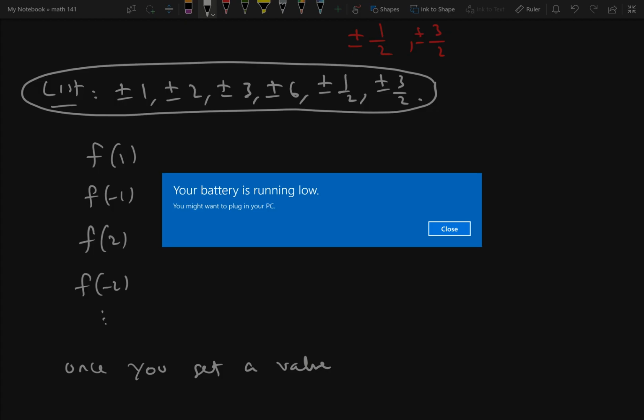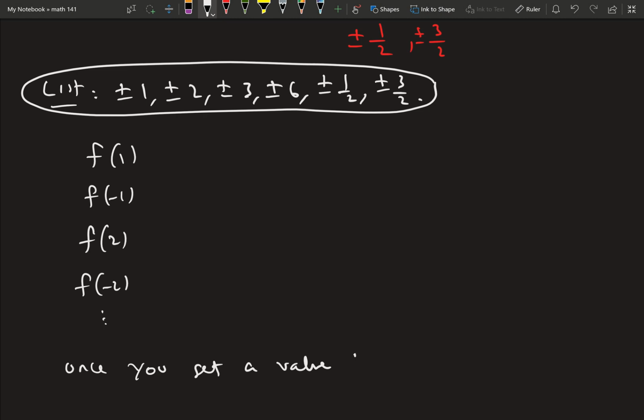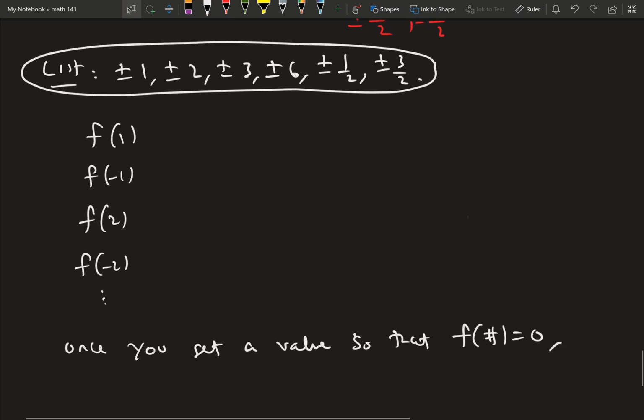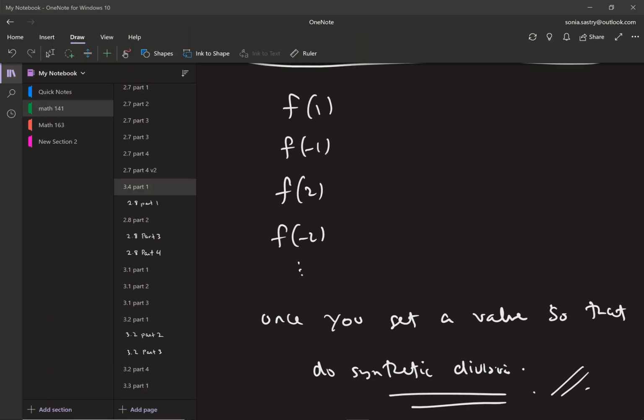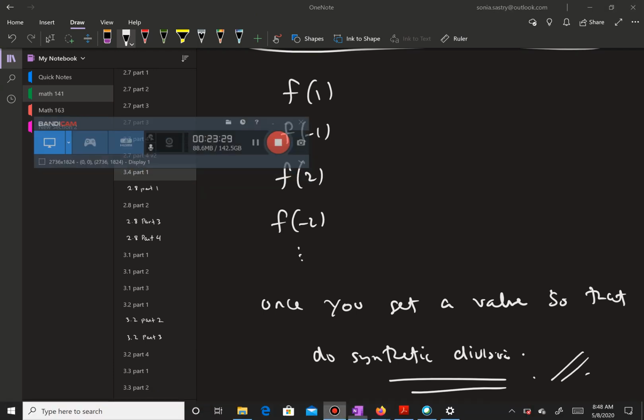And once you get a value so that f of that number is equal to 0, you're going to do synthetic division. And then you'll factor further. Okay? We'll do this exercise in completion in the next video. For now, we'll stop here, and we'll continue next time.